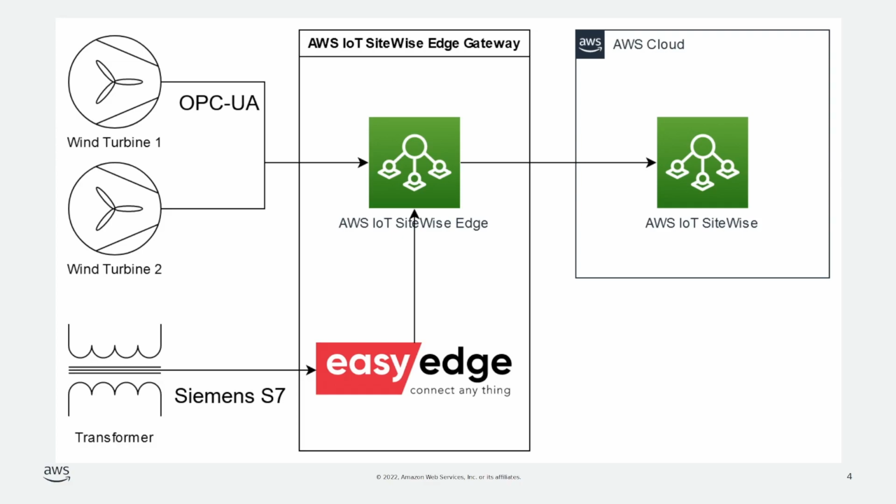This is where partner data sources come in. You can deploy an EasyEdge data source from AWS partner Domatica to your gateway, which does support Siemens S7 protocol. This data source can talk to the transformer and feed its data to SiteWise Edge, and from there into SiteWise. Now, thanks to our partner, all of your industrial data is available in SiteWise.